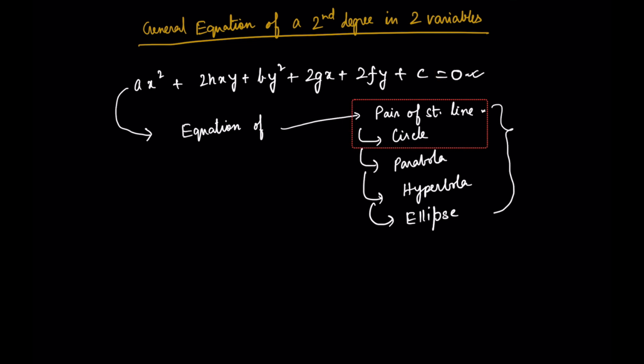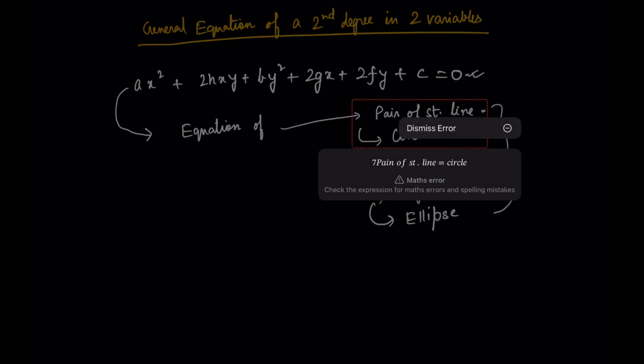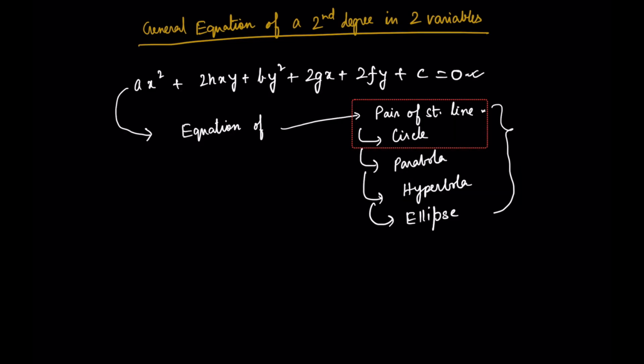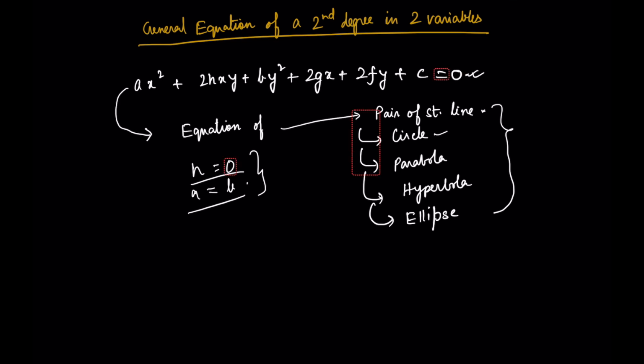There will be certain parameters. For example, if it becomes a circle, in that case h will be 0 and A will be equal to B, along with certain more conditions. There will be certain conditions when it will become a parabola, and certain conditions in A, H, B, G, F, C so that it will become a hyperbola. Or if these conditions change, it will become an ellipse. We will be going ahead in this playlist and seeing what the conditions are.